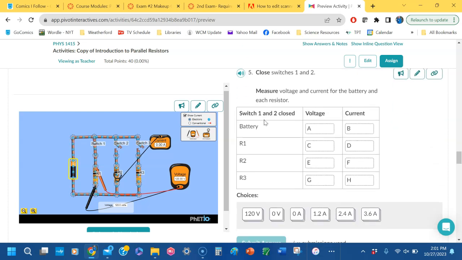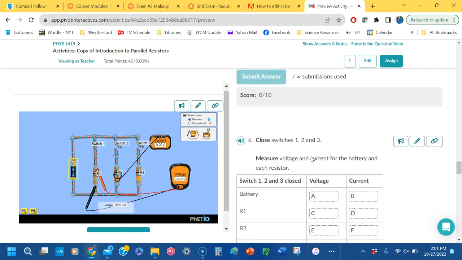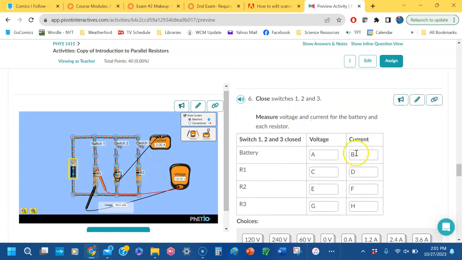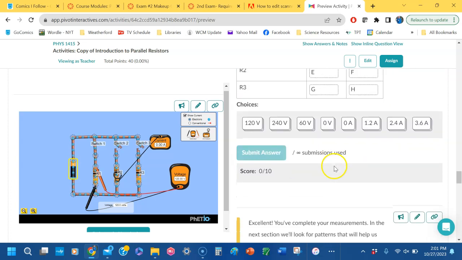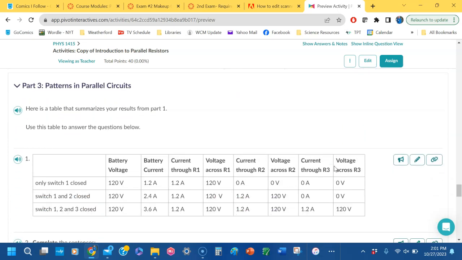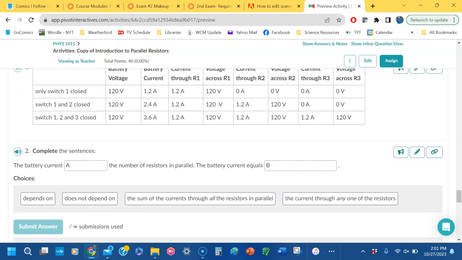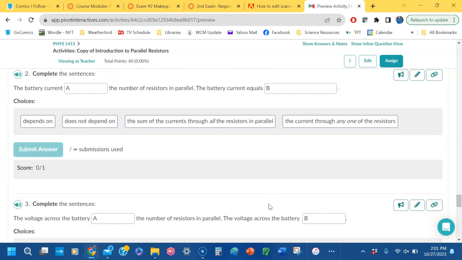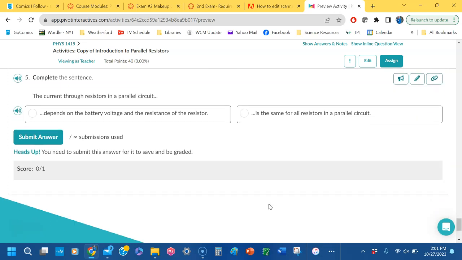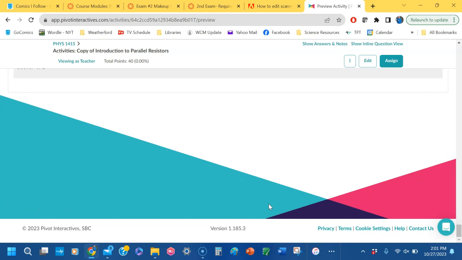Then you close switches 1 and 2, and you fill out the chart, measuring those things again. And then finally, you close all 3 switches. Then it will put your data down here in the bottom, or maybe it has already done that, and you will use that to answer a few more questions down here at the bottom. But I think that will get over most of the problems. If you have a question, please feel free to let me know, and have a great lab.